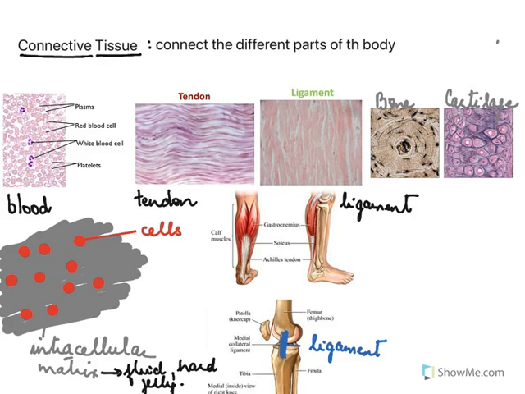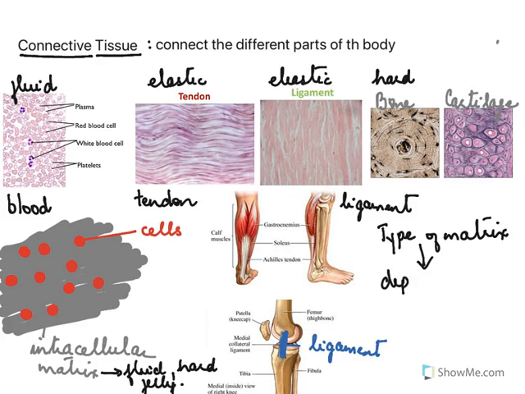The matrix is of different types. In the blood, the matrix is a fluid. When it comes to a bone, the matrix is very hard because the bone helps to support the body. When it comes to the ligament and tendon, the matrix is quite elastic because it helps in movement. So the type of matrix depends on the function of the connective tissue.